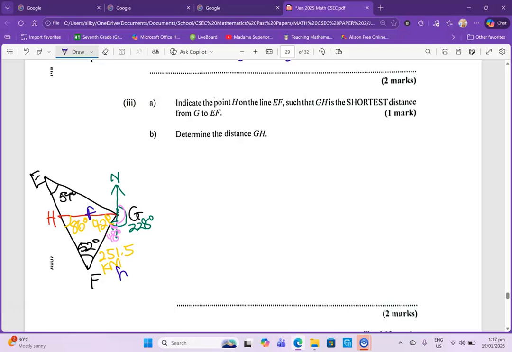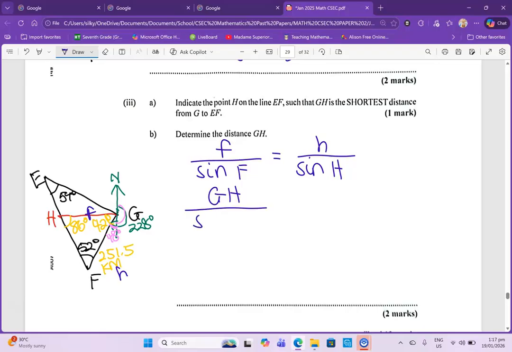So using the sine rule again, I would have f over sine angle F is equal to h over sine angle H. And let's substitute small f, which is the distance GH, which is what we want to find, over sine of angle F, which is 52 degrees, is equal to small h, which is GF, 251.5 kilometers, over sine of angle H, which is 86 degrees.